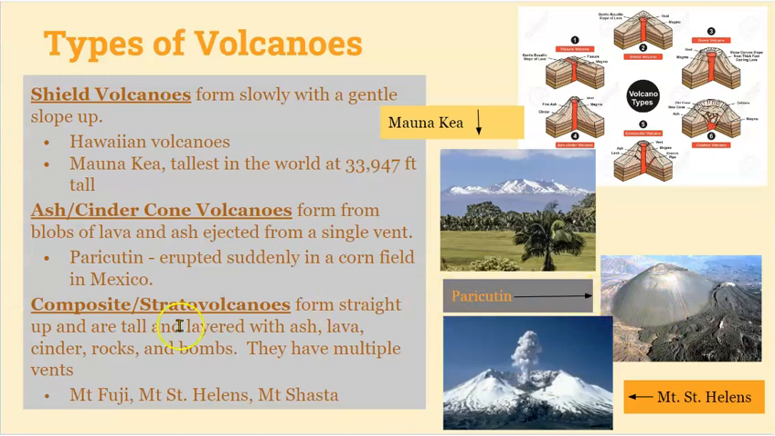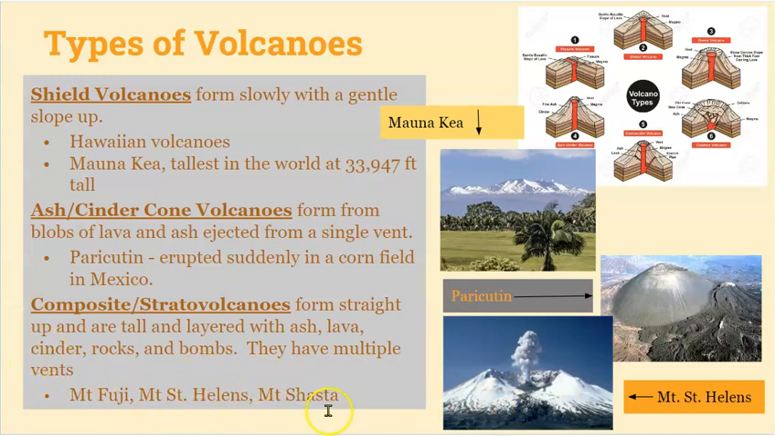cone volcanoes. And then we have composite or stratovolcanoes. These form straight up as well, but they take a little bit longer. They are a result of multiple vents. So they have lots of different places or cracks where the lava is coming out. And so they get really big really fast because there's lots of lava coming from lots of different places. And there will be ash and lava, cinder, rocks, even volcanic bombs.